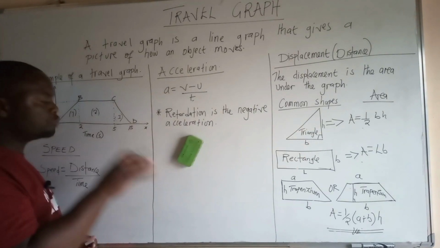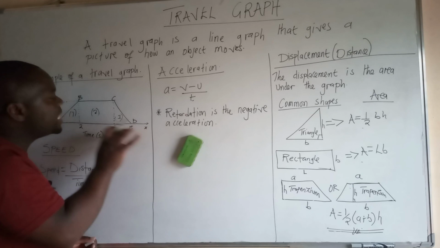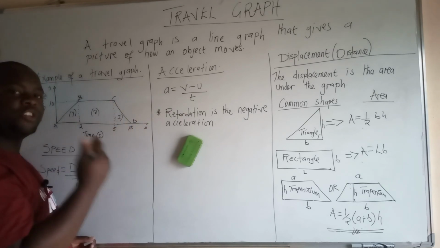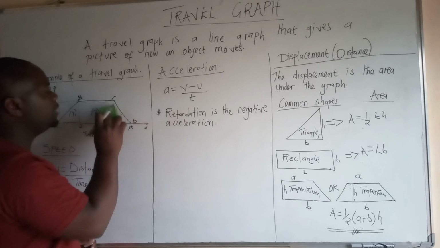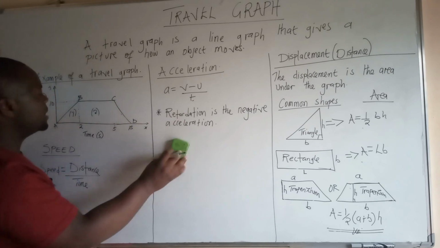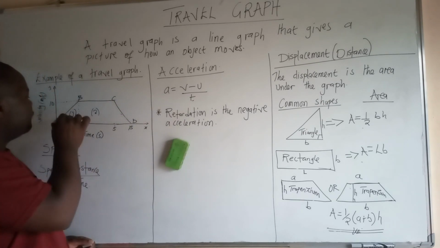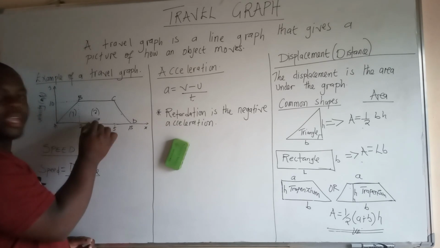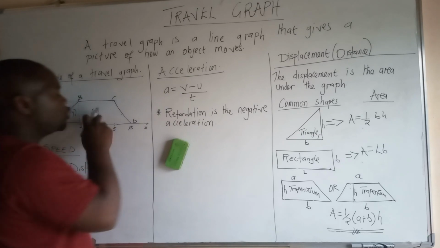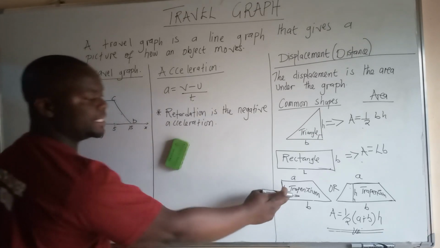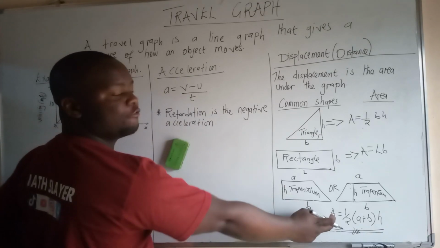If you don't want to divide the area under this graph in this way, we can erase this part, meaning that we have two areas. We have area 1 and area 2. Area 1 is still a right-angled triangle with that formula. Area 2 is a trapezium, which is this, meaning that we need to use this formula.